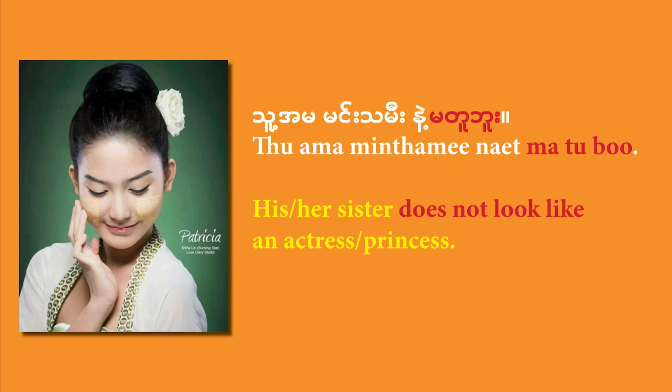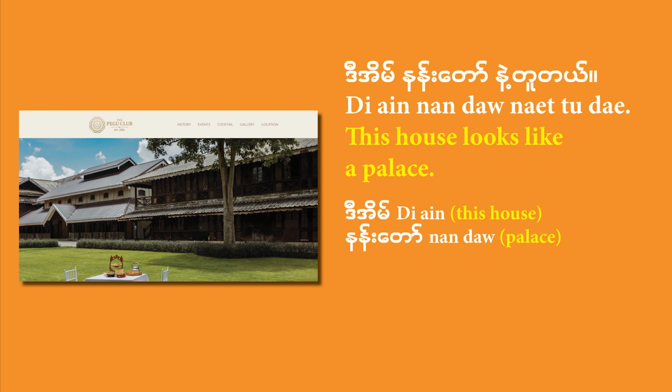If you spot an ordinary house, but it is full of elegant arches, decorated domes and pillars, and you want to say, this house looks like a palace, you can say, Dieng nandone dude. Dieng is this house. Nando is the word for palace. Nandone dude means looks like a palace or resembles a palace.